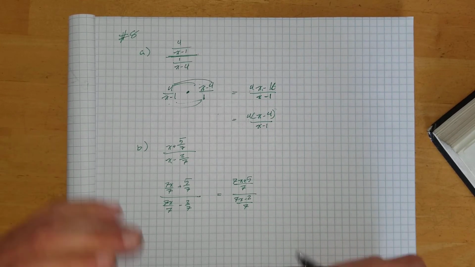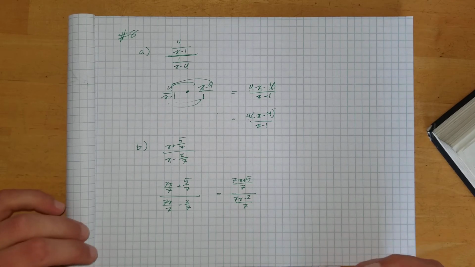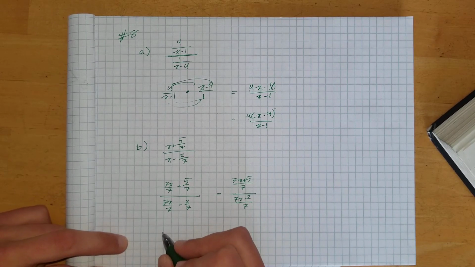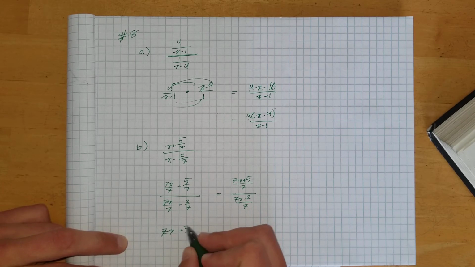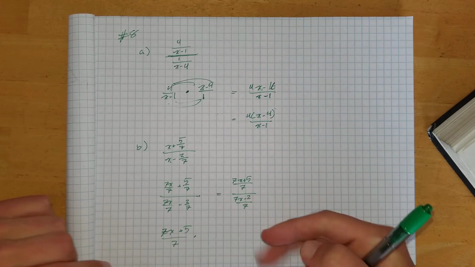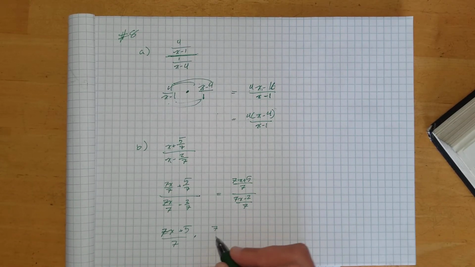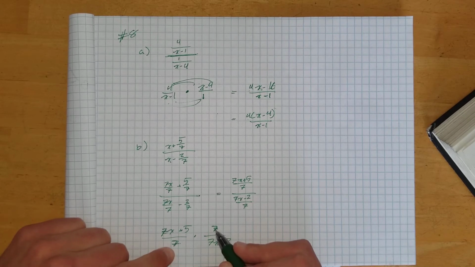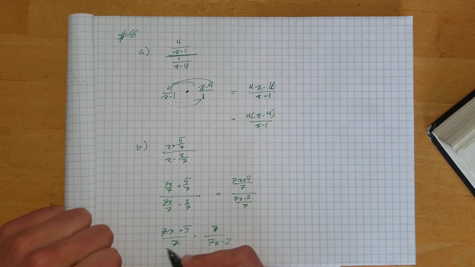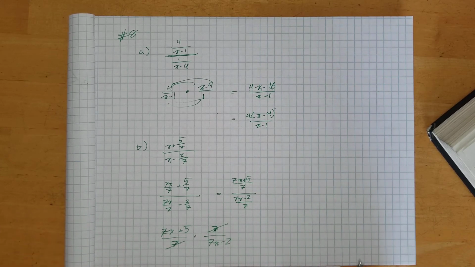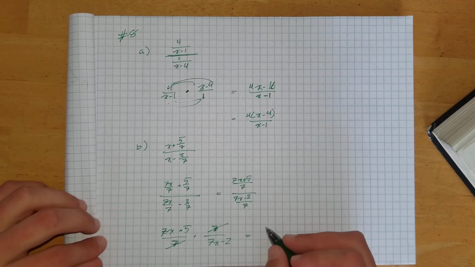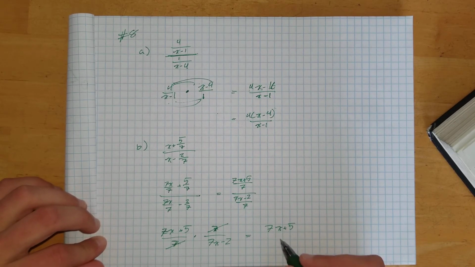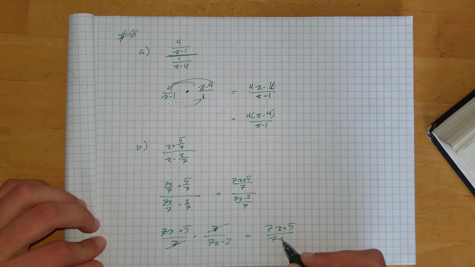So now I've simplified it. I can multiply it by the reciprocal of the denominator. So I'm going to move down here to 7x plus 5 over 7 times the reciprocal of my denominator, so 7 over 7x minus 2. I see I have a 7 down here and a 7 up here, so that's basically 7 divided by 7, which is just 1. So I'm going to cross out these because they're canceling. And now I'm just left with 7x plus 5 over 7x minus 2.